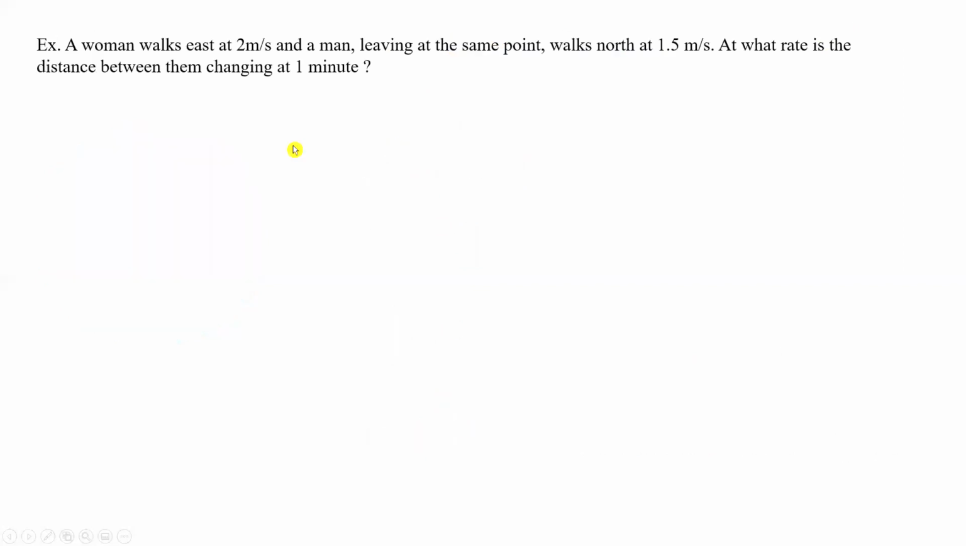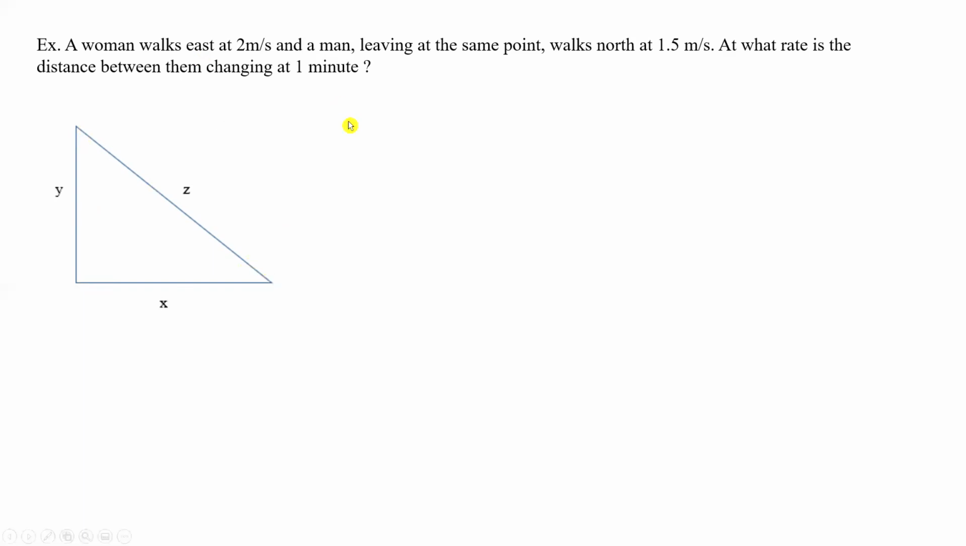Let's try another one. A woman walks east. A man leaving at the same point walks north. At what rate is the distance between them changing? So we're going to draw a diagram. The woman walks east. The man walks north. Distance between them.